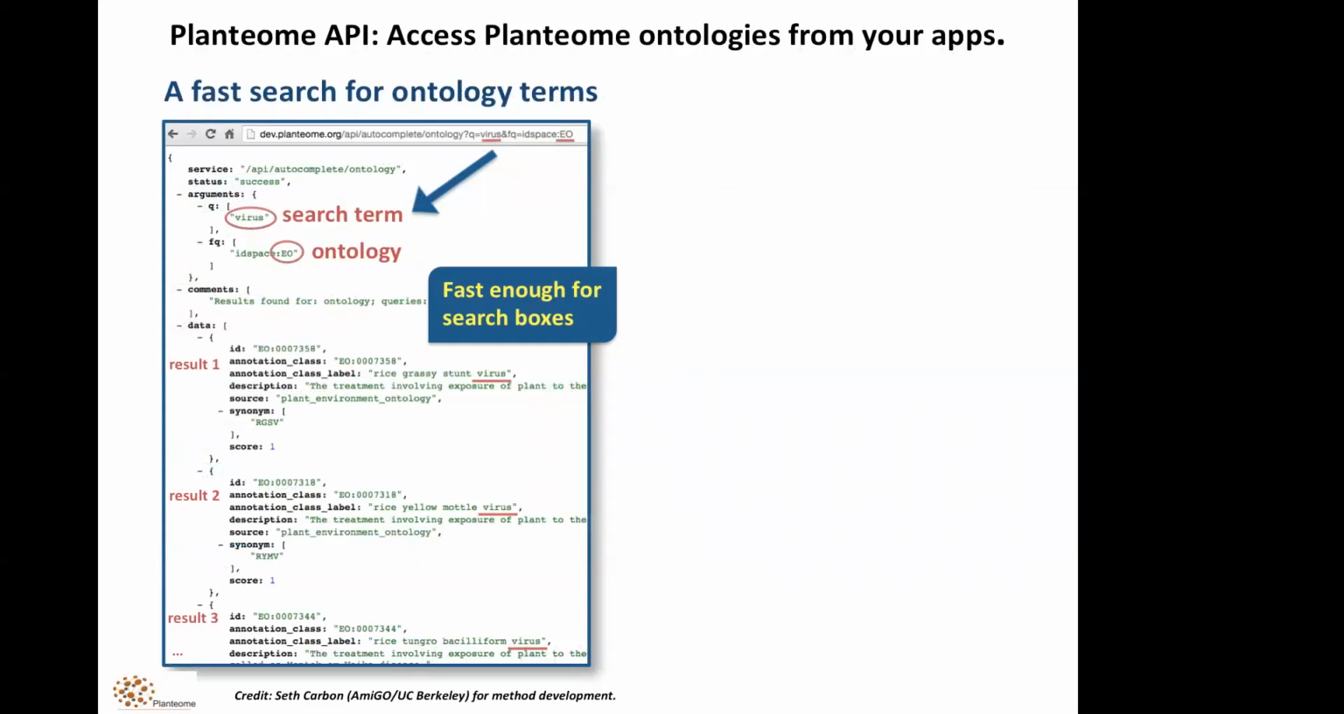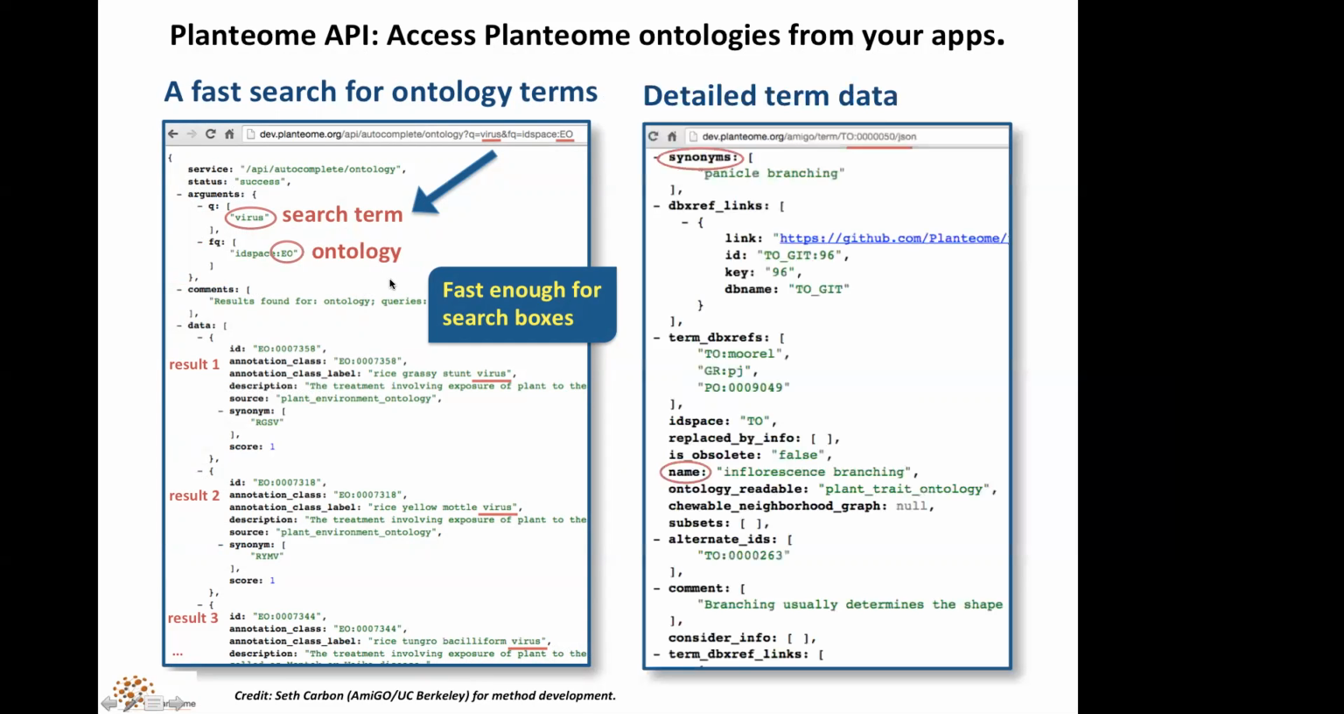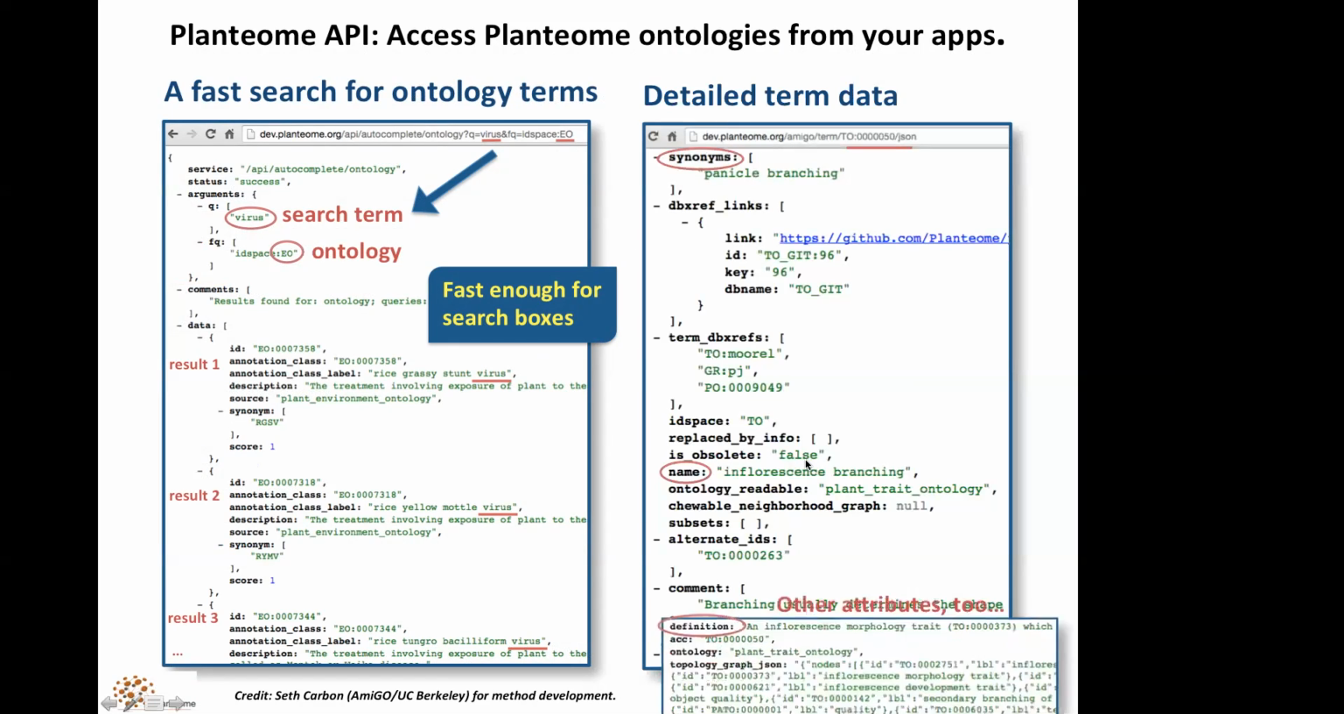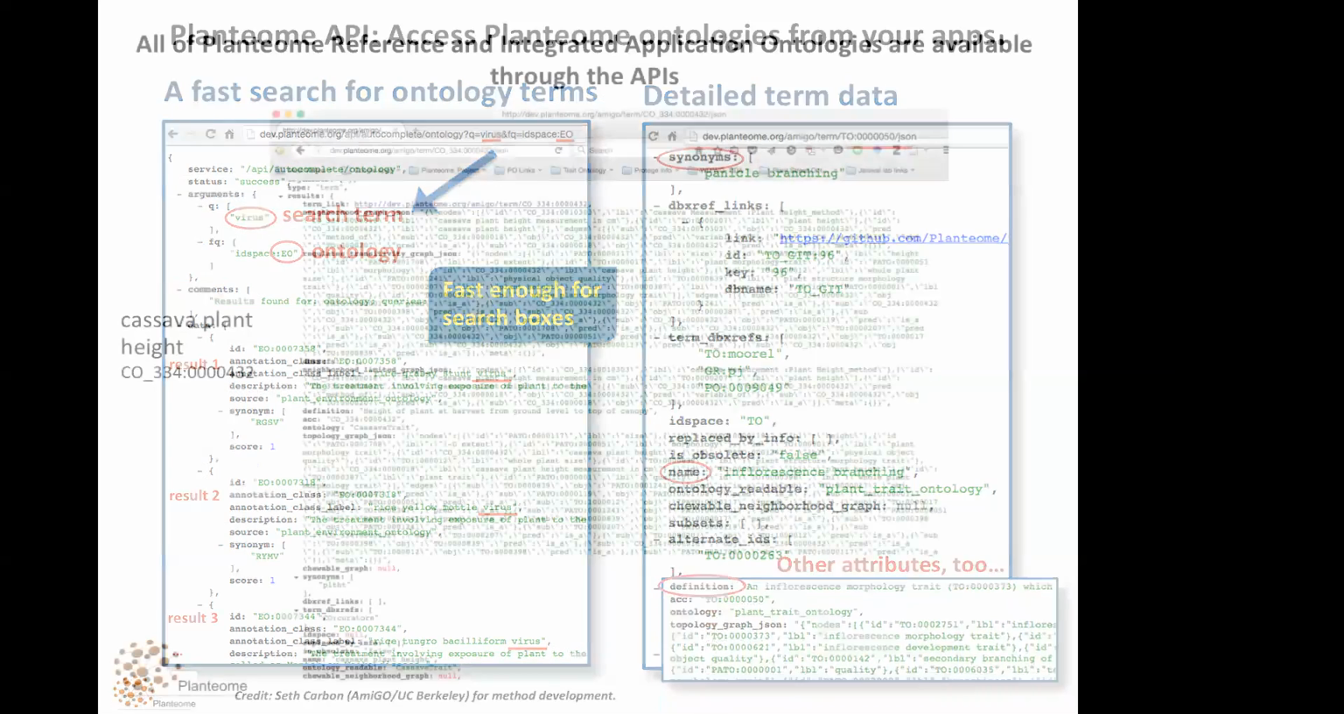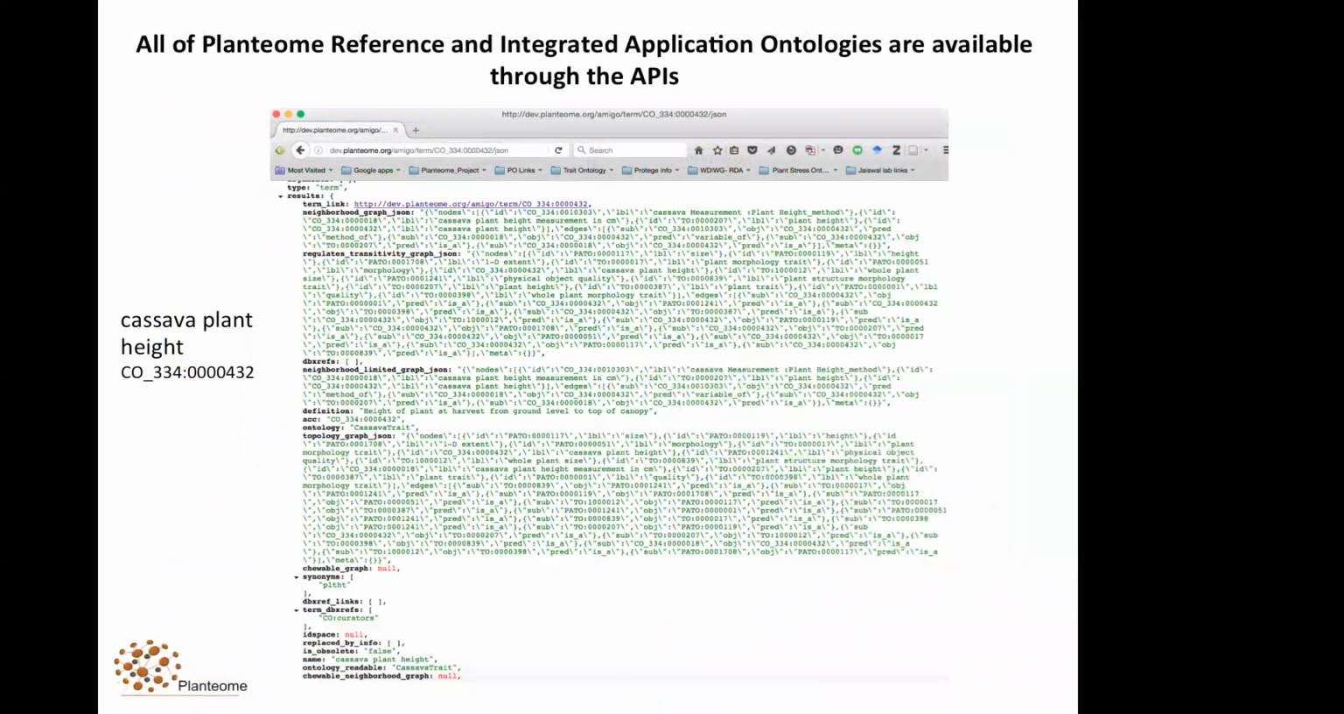We're also developing application program interfaces, APIs, to access the Planteome ontologies from any apps that you might be interested in creating. Right now we have two different APIs. We have a fast search, which just returns the search term and the ontology, so that's a fast one that you can use in search boxes. And there's also one with detailed term data. These are currently under development, and they're being filled out.